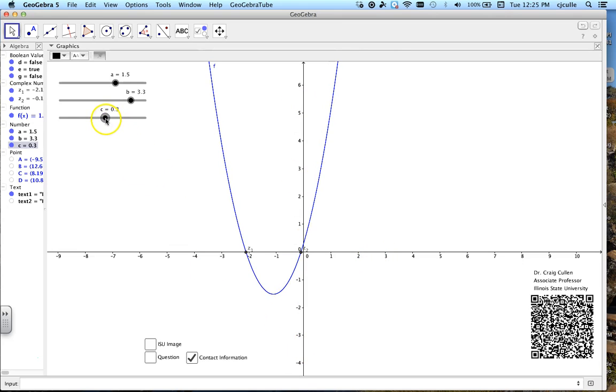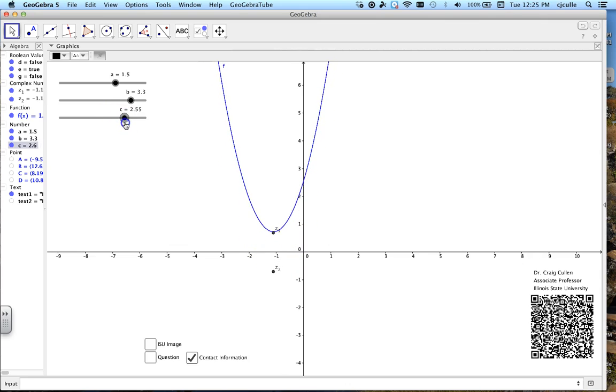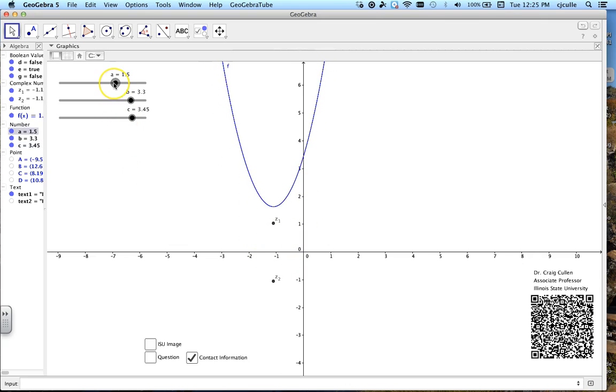So the question that I would pose to you is, what will happen if we start to vary a on its own or b on its own when we have these complex roots? Have fun exploring.